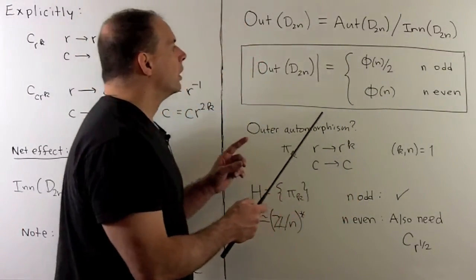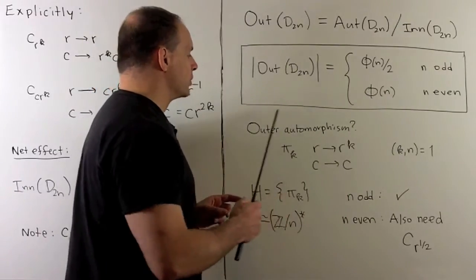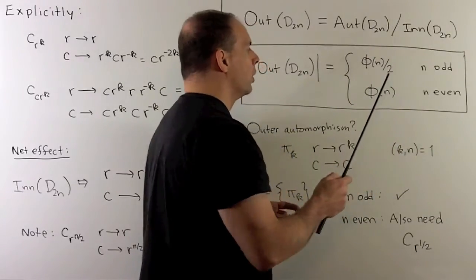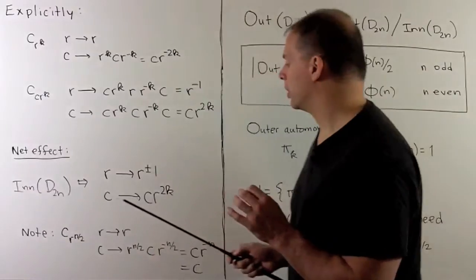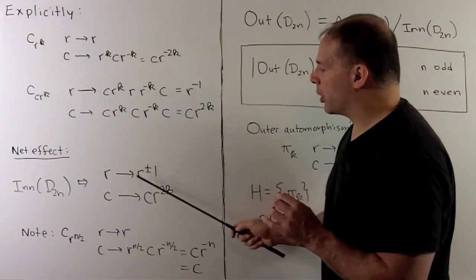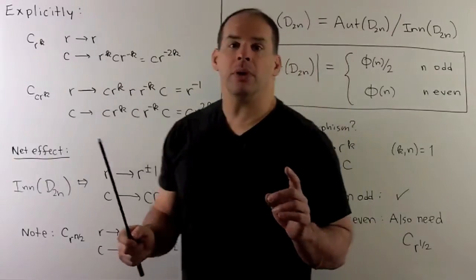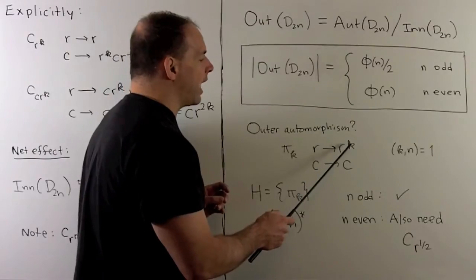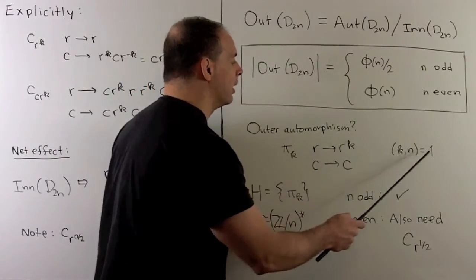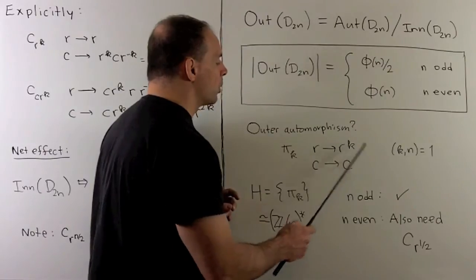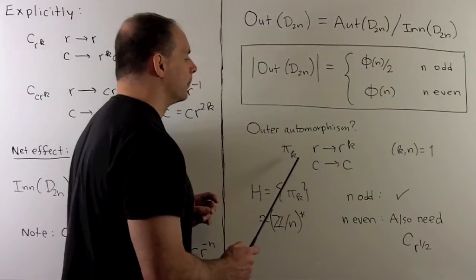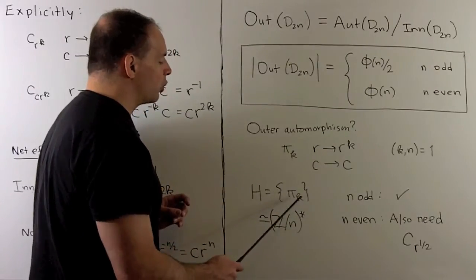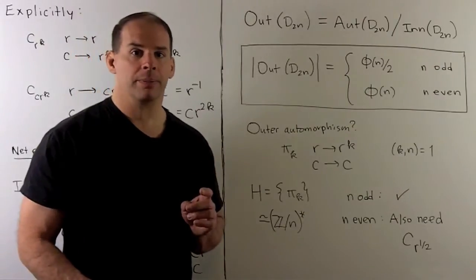Now, what about the outer automorphisms? So what elements are we not getting as inner automorphisms? Well, one thing you'll note, we can work with the exponent on the r. So, to have an automorphism, we need to send r to r to the k, where k and n are relatively prime. And then we can just send c to itself. So we'll call these automorphisms pi sub k. If I take all of these and form a subgroup, then the subgroup is isomorphic to Z mod n star.